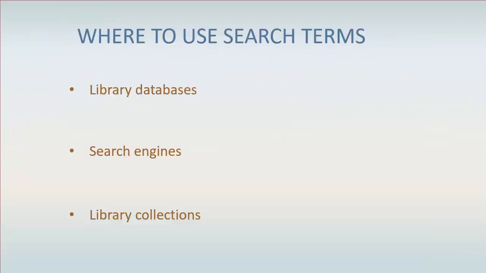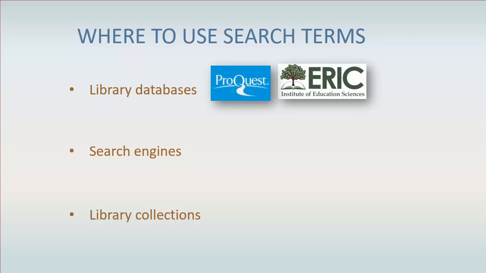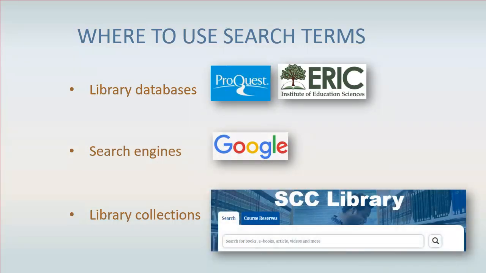Where to use search terms? Use the terms you've discovered when searching for information in article databases like ProQuest and ERIC, in web search engines like Google, and when you're searching library collections of books, ebooks, articles, and other research information.